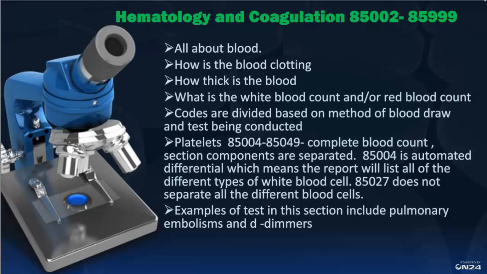Platelet codes 85004 to 85049 is the complete blood count section. Components are separated. You have 85004, it's automated differential, which means the report will list all the different types of white blood cells. And you have 85027, which does not separate all the different blood cells. The example of a test in this section would be the pulmonary embolisms and D-dimers.